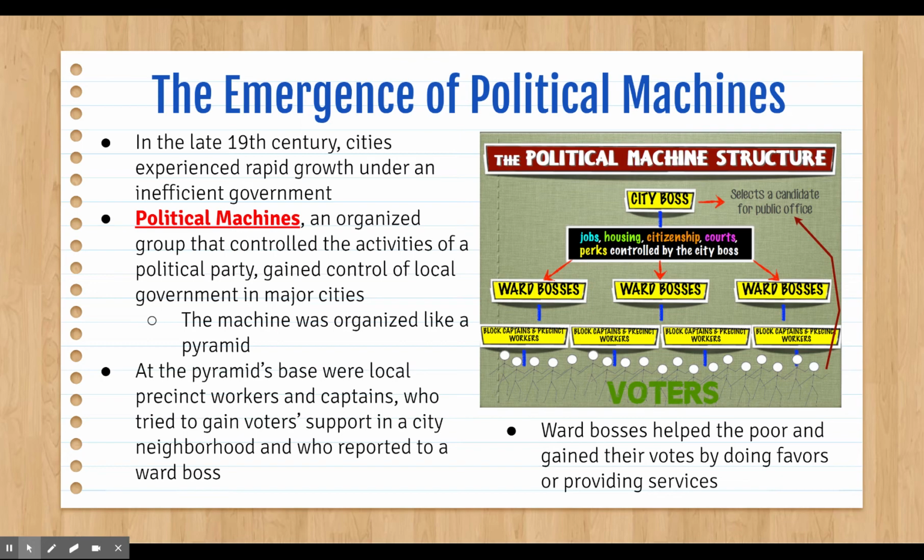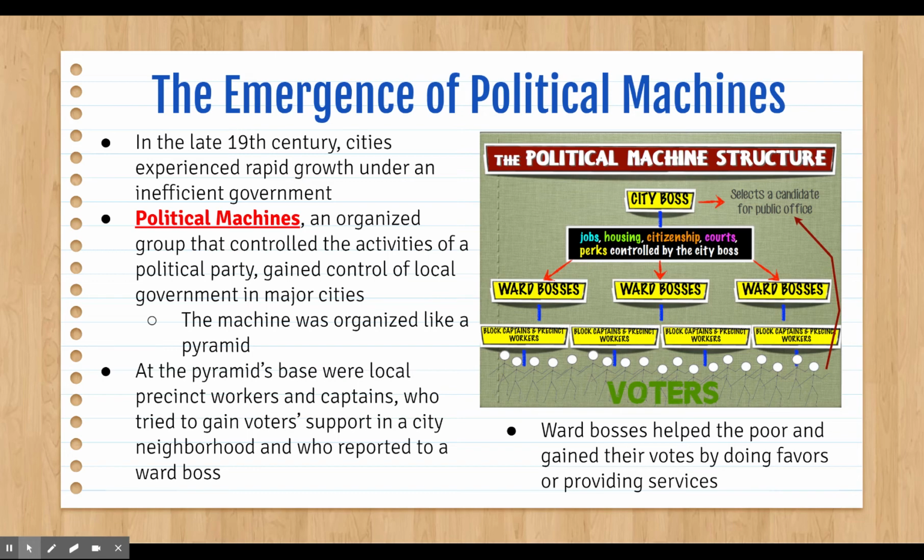Ward bosses helped the poor and gained their votes by doing favors or providing services. So a political machine, their whole goal is to elect a specific candidate. So if you look at this diagram here, you have voters on the bottom.